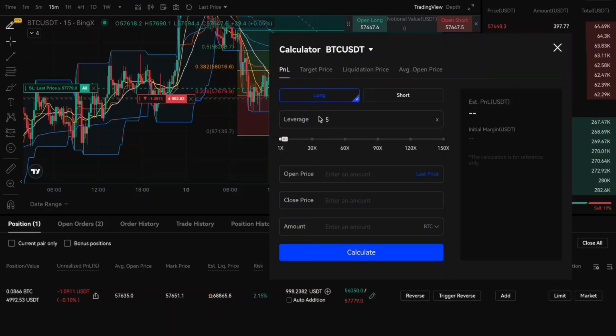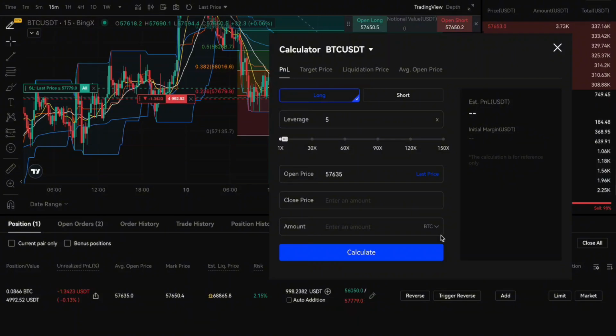With that being said, I chose 5x leverage. So I'm replicating this. My open price, I'm going to type that in right now, right? 57,635. Okay, so we have that. Now we also know my target take profit, right? So you can always look over here. The green is if things go well, that's your target take profit. The red is if things go south, that is your stop loss, right?